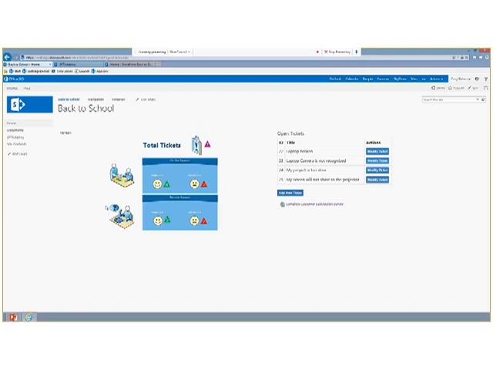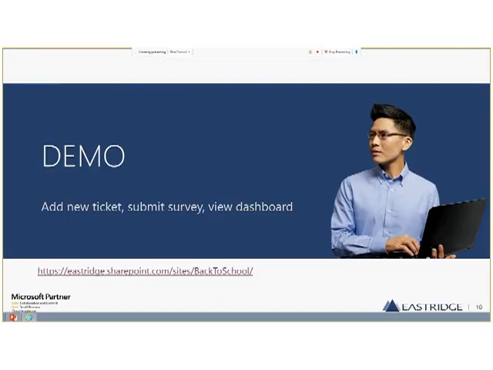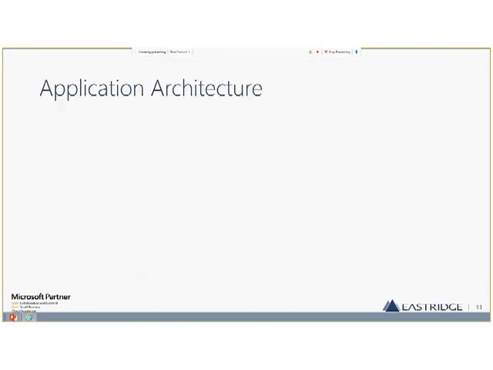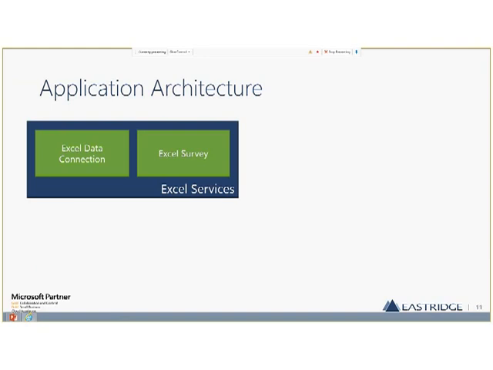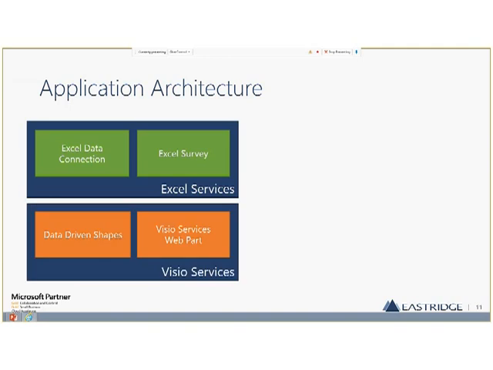So before we dive into the code, let's talk a little bit more about the architecture just so we're on the same page. So we have Excel Services. Inside Excel Services, we're using that Excel survey functionality. That gives us kind of a data connection to Excel, right? We have an Excel spreadsheet that we can get that data from. We're using Visio Services. We have the Visio Services web part, and we have data-driven shapes within that Visio diagram. So we're extracting the data from Excel and binding it to our shapes in Visio, and that's how we're building that dashboard.